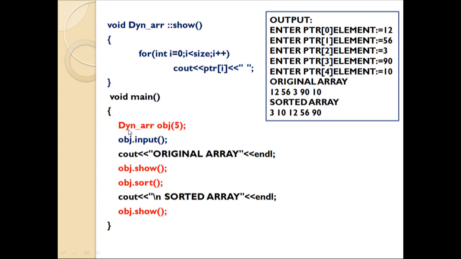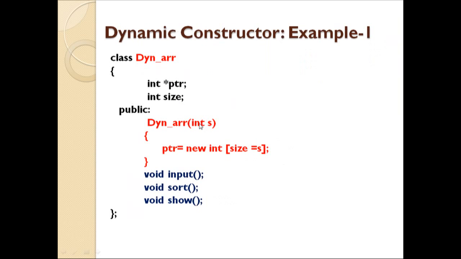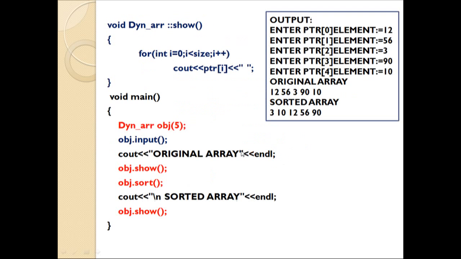Then in the main function, we are accepting the size. So here you can see this is a parameterized constructor. We are accepting one parameter in this constructor. So size is 5, so s is 5. This 5 will go at the address of size, so it will create an array of size 5.